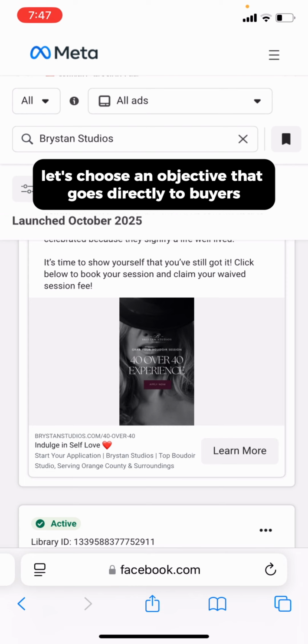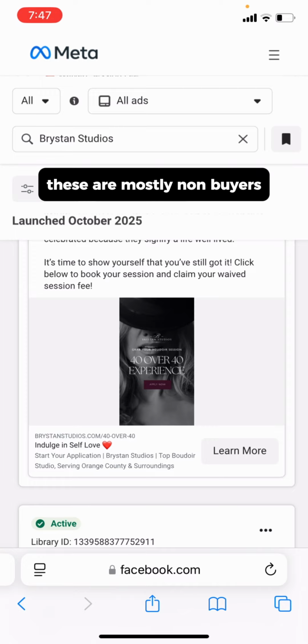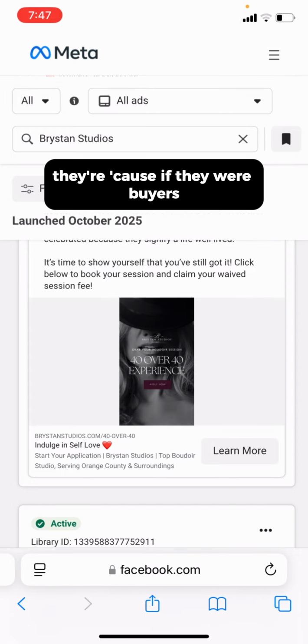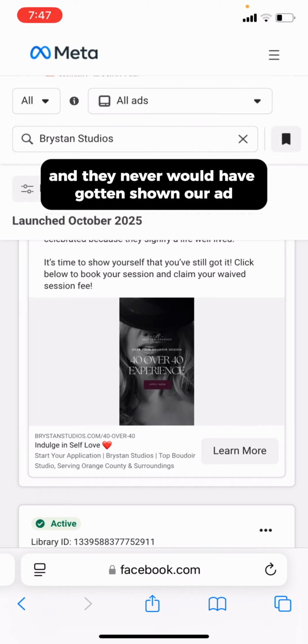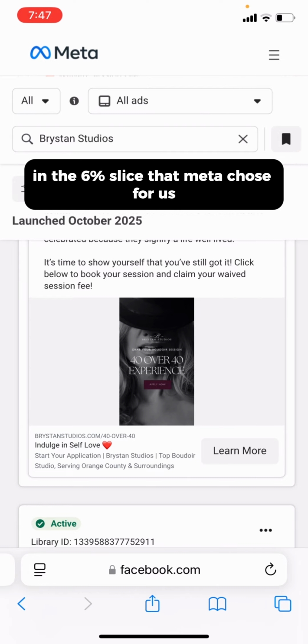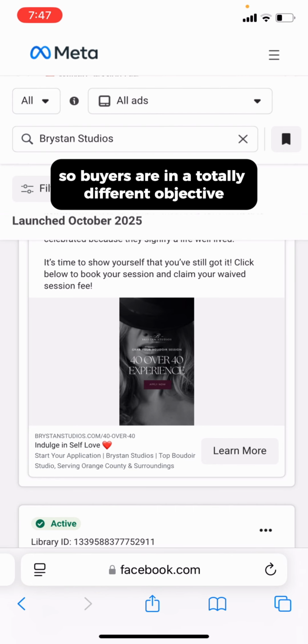But we want buyers. So how about let's choose an objective that goes directly to buyers off rip, because when we go to leads, these are mostly non-buyers. They're mostly tire kickers. Because if they were buyers, the data on their profile would be that they're 95% plus profile to buy, and they never would have gotten shown our ad in the 6% slice that Meta chose for us based off our objective. So buyers are in a totally different objective.